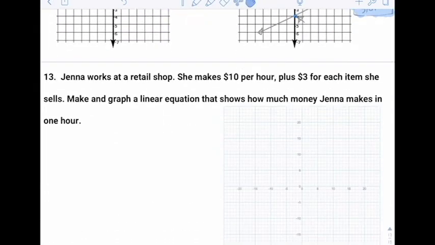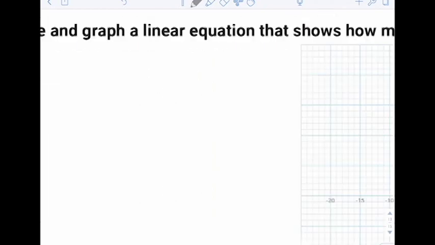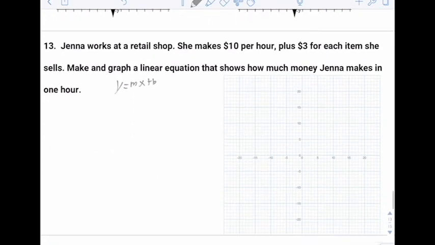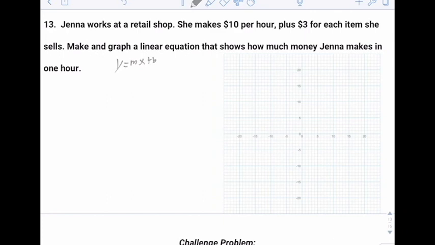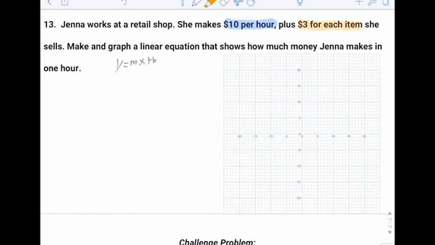So for number 13, we have a word problem. This is where the first step comes in handy. You want to write down your formula, y equals mx plus b. Alright, so Jenna works at a retail shop. She makes $10 per hour plus $3 for each item she sells. So $10 per hour, let's put that in blue. And for $3 for each item, let's put that in orange.